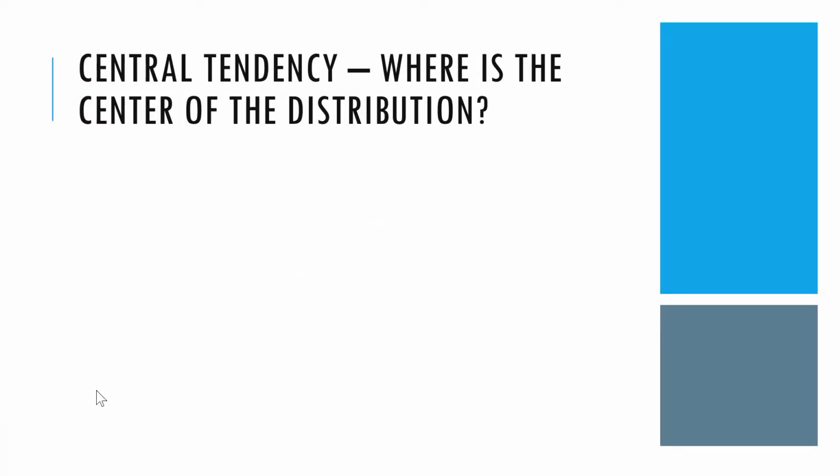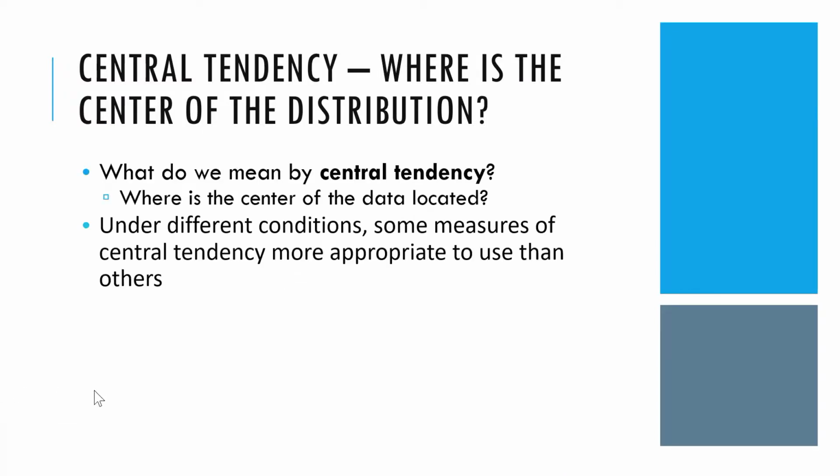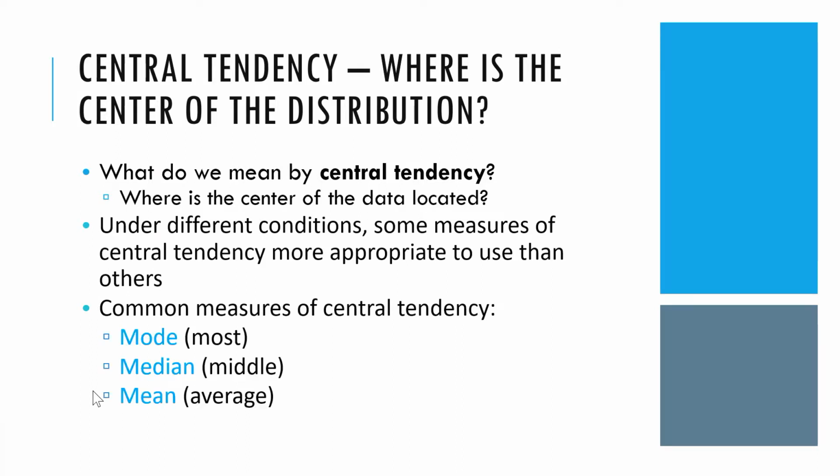Measures of central tendency are used to describe the typical, average, and center of a distribution of scores. The mode is the most frequently occurring score in a distribution. The median is the midpoint of a distribution of scores, and the mean is the average of a distribution of scores.